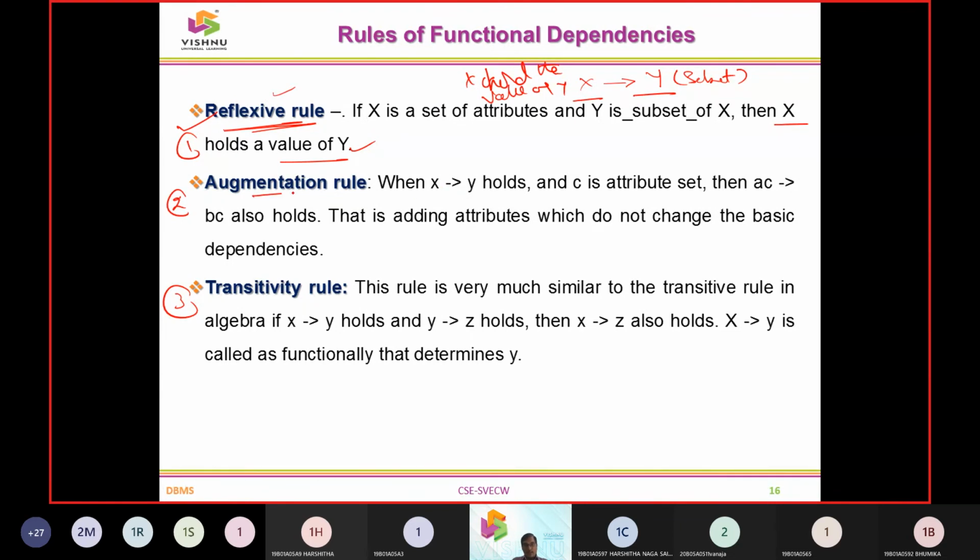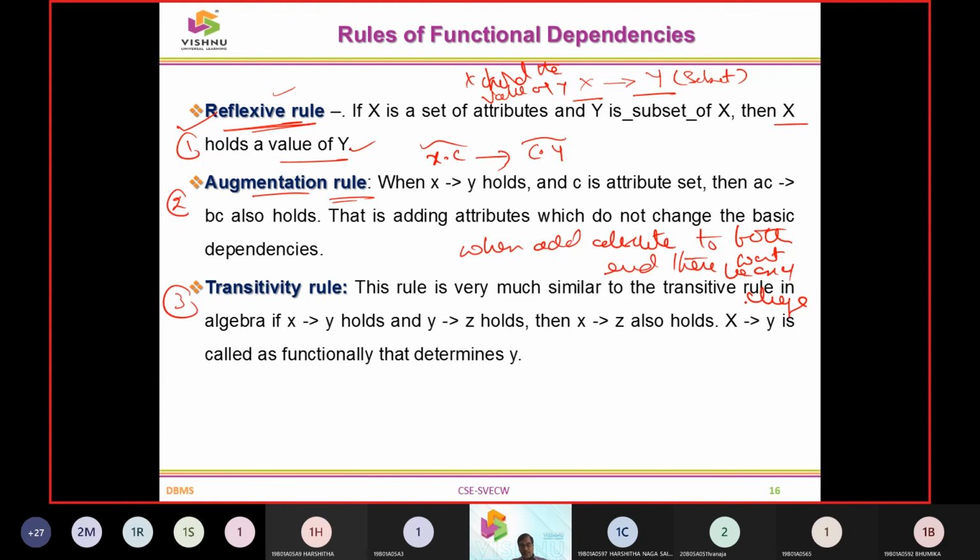Next comes the augmented rule. In the augmented rule, we include an attribute C with X, and the same C with Y, and there won't be any change in the relation. So when we add an attribute to both sides, there won't be any change. We call this the augmented rule.